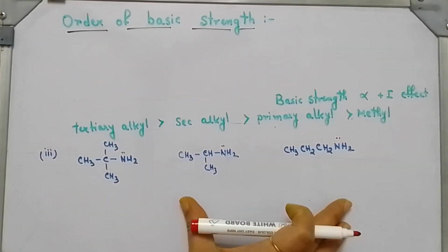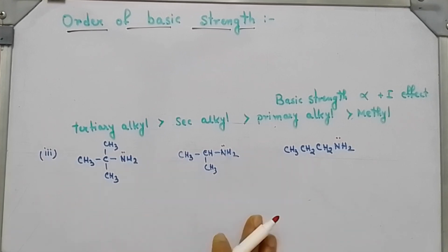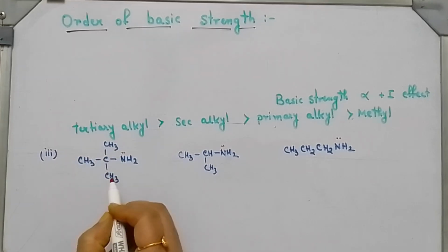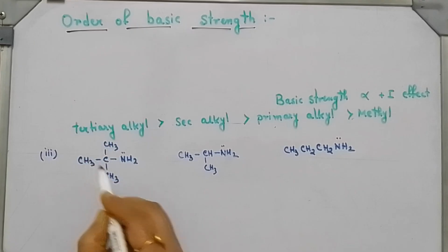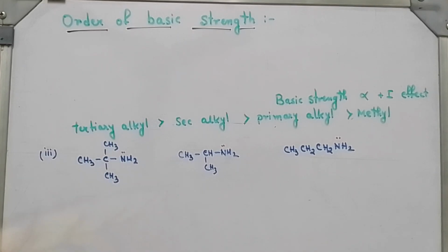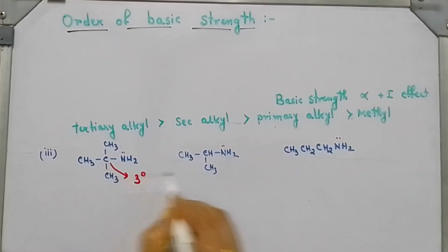Now see, these are amines. Here nitrogen is having a lone pair of electrons which can be donated. We have to compare the basic strength. Now see, in this compound, this carbon is tertiary in nature because with this carbon three carbons are attached. This is a tertiary butyl group. So this carbon is tertiary in nature.